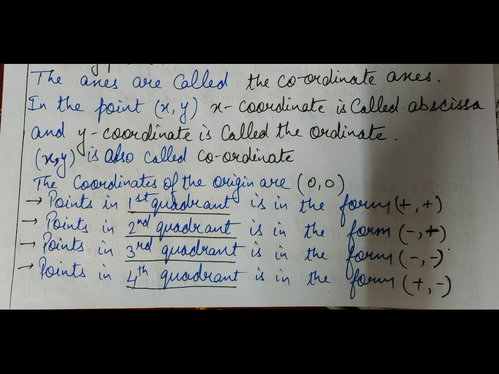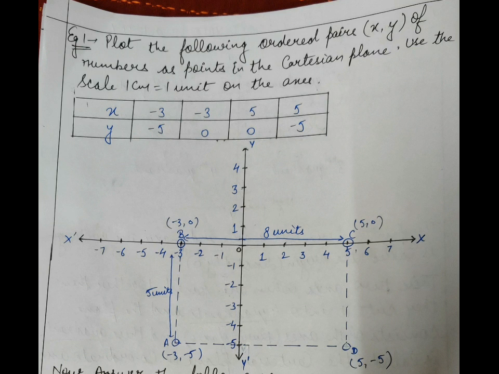Number 1: points in the first quadrant are in the form positive, positive. Second: points in the second quadrant are in the form negative, positive. Third: points in the third quadrant are in the form negative, negative. Fourth: points in the fourth quadrant are in the form positive, negative. Then here are some examples on the basis of this information. Please listen carefully, then you will be able to solve your book exercise easily.